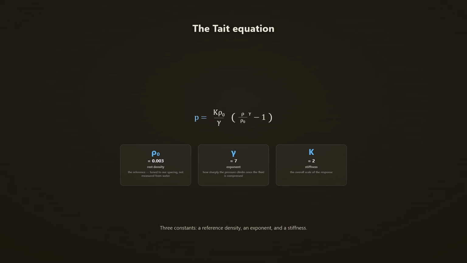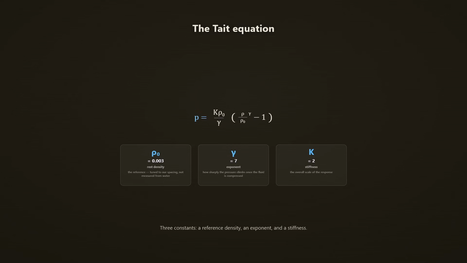This is the stiffness. It scales the result. A larger K gives a stronger response to the same compression, right? It corresponds to the speed of sound in the fluid. So how fast the pressure travels through the whole fluid, basically. The ratio in the middle is the density divided by the rest density. At rest density, the ratio is 1. And 1 to the power of 7 is 1. And 1 minus 1 is 0, meaning a particle that isn't compressed has no pressure.